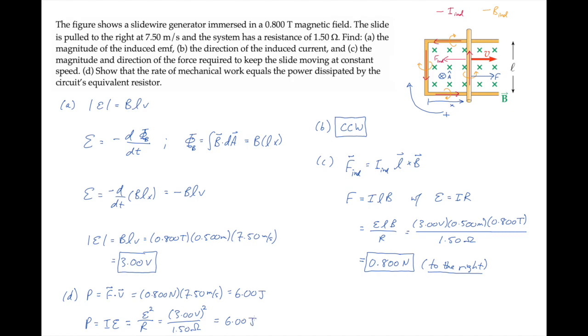Energy is being removed from the circuit in the resistor at the same rate that it's being deposited by the mechanical work of dragging the slide wire to the right.